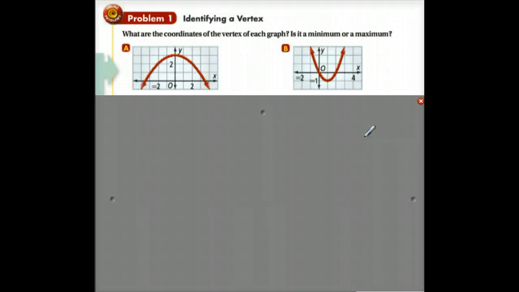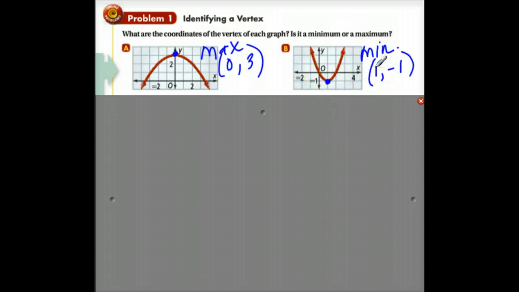So our first example, we're just identifying what the vertex is. If you see a parabola, you want to find the coordinates and tell if it's a minimum or maximum. Well, here's the highest point. This must be a maximum, and it looks like I'm at 0, 1, 2, 3 is my ordered pair. Example B, I have a minimum, and my ordered pair is 1, negative 1. So I just found the middle or the vertex.